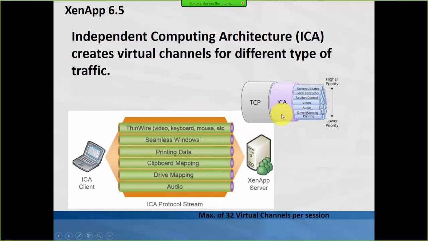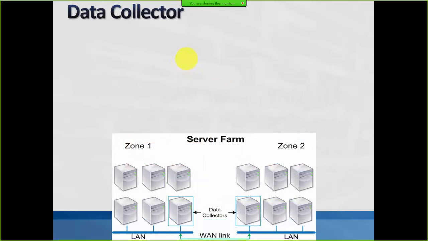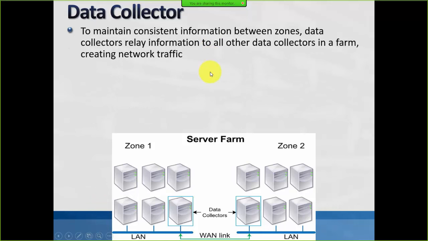application virtualization. And this is the diagram that shows how the TCP, or how the ICA packet, takes all that kind of data through virtual channels. This is the ICA stack again, the inner workings of it: protocol drivers, transport driver. This is just in depth into how ICA really works, or why it is such a big deal that the application performance is so good. Then there's the data collector. So, major concepts before the upcoming break.